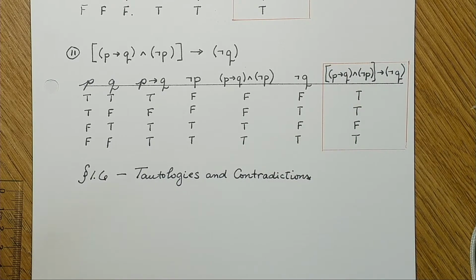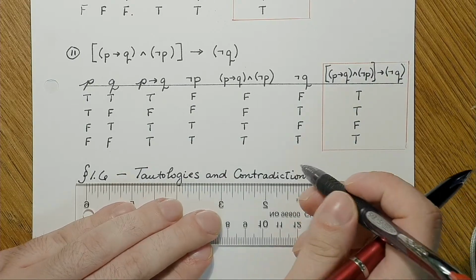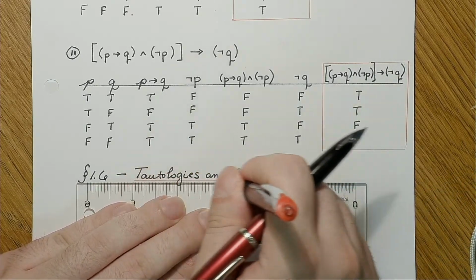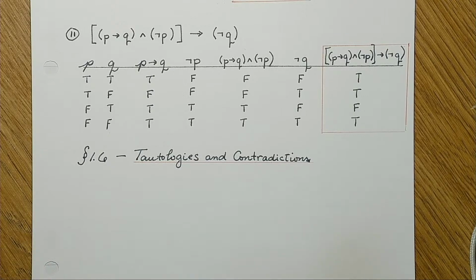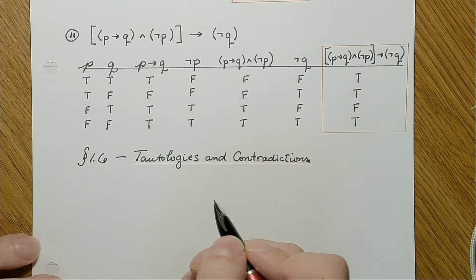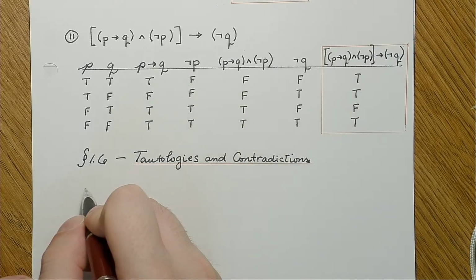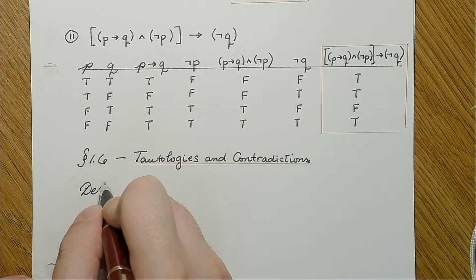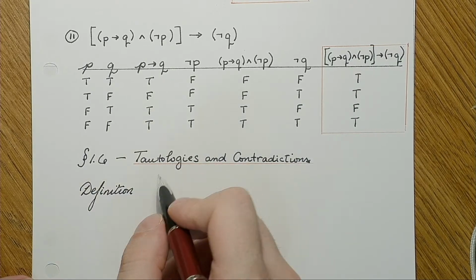Okay, so the next section in the book is section 1.6 that we'll cover. There's 1.5, I know, but that's something that we don't cover, which is switching circuits. So we'll move on to 1.6, which is tautologies and contradictions. And so the definition of a tautology.